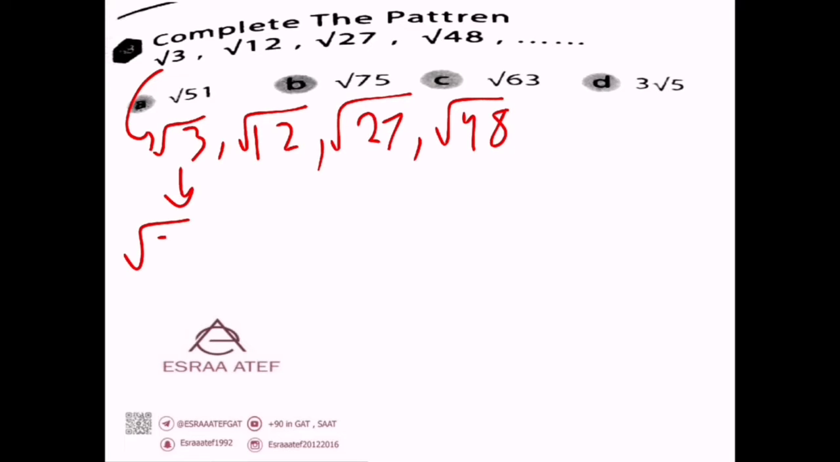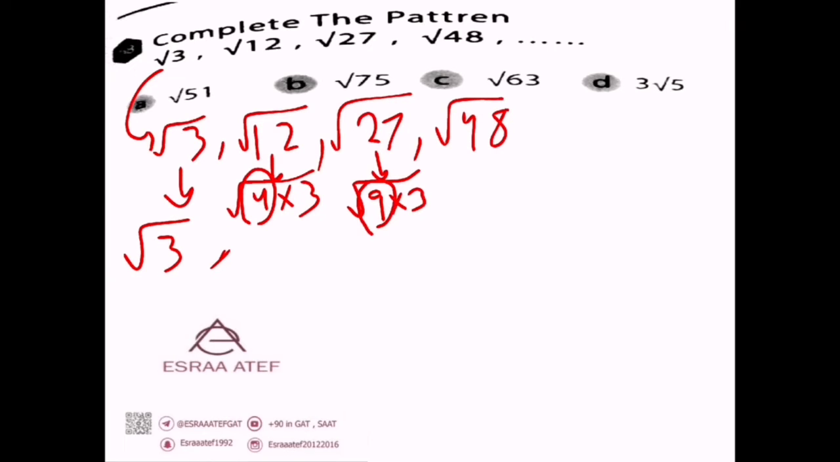Here it's a square root of 3, so it's the simplified one. Here we can simplify it because it's 4 times 3, so we can take the square root of 4. Here we can simplify it again, which is 9 times 3, so we can take the square root of 9. Here it's 16 times 3, so we can take the square root of 16.